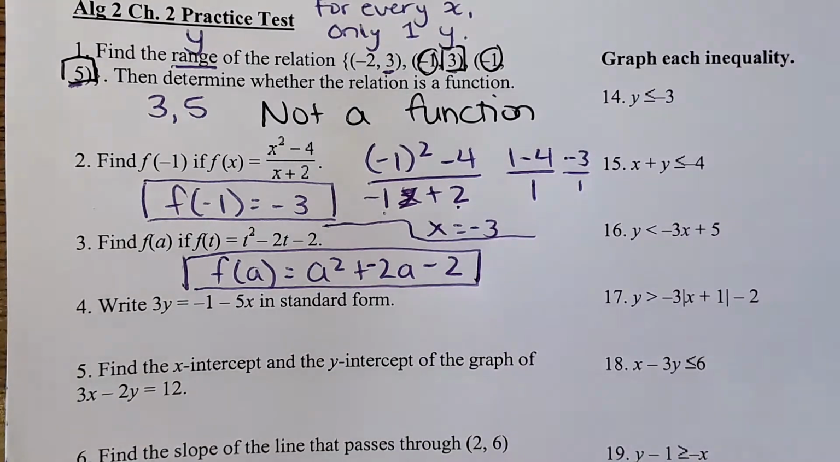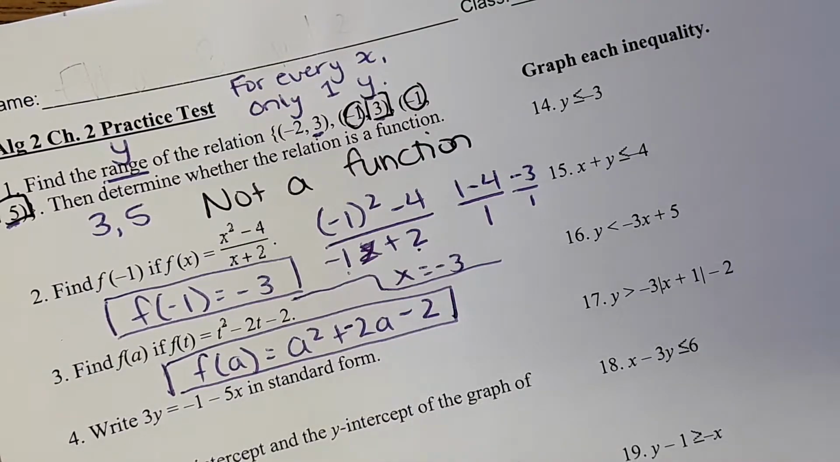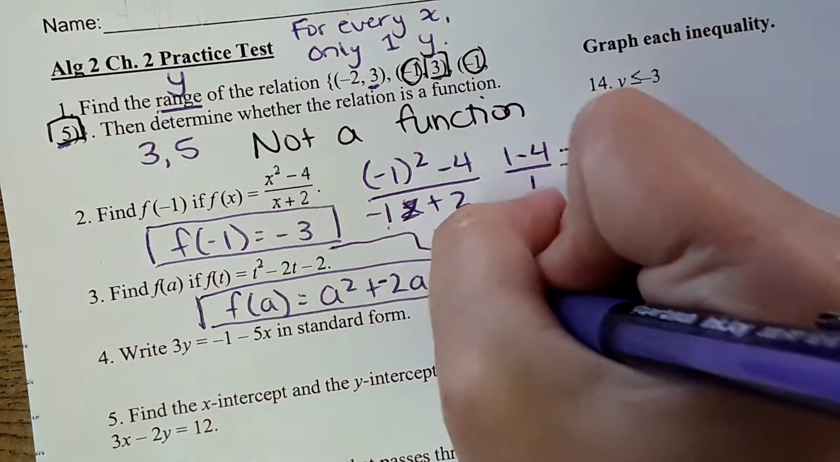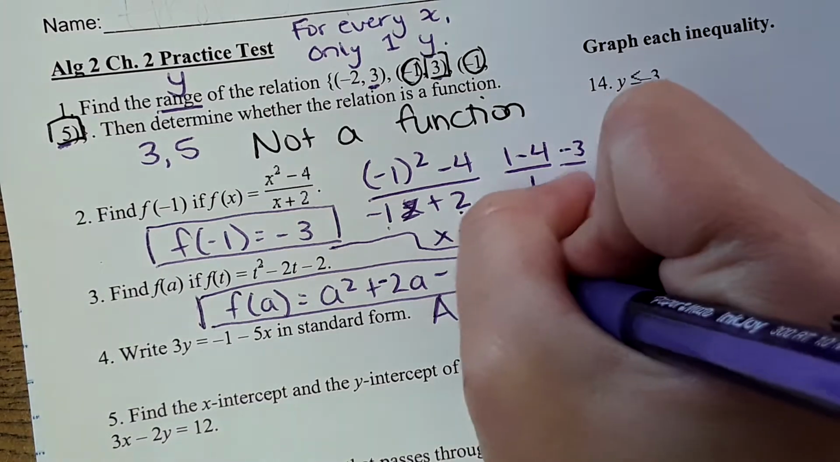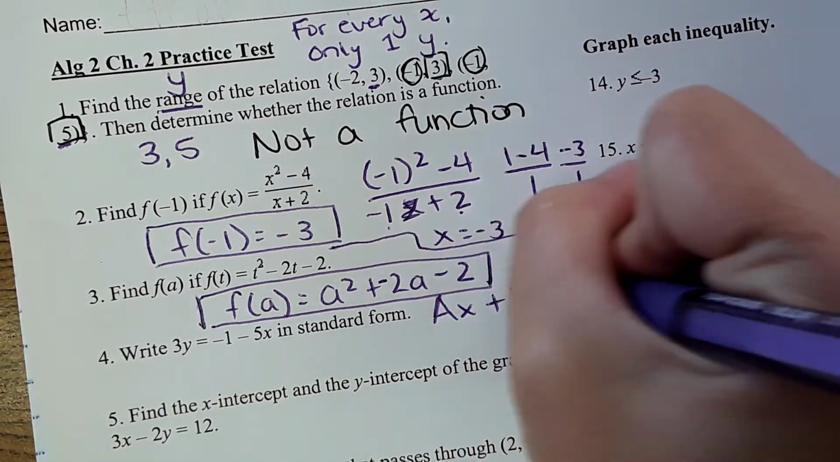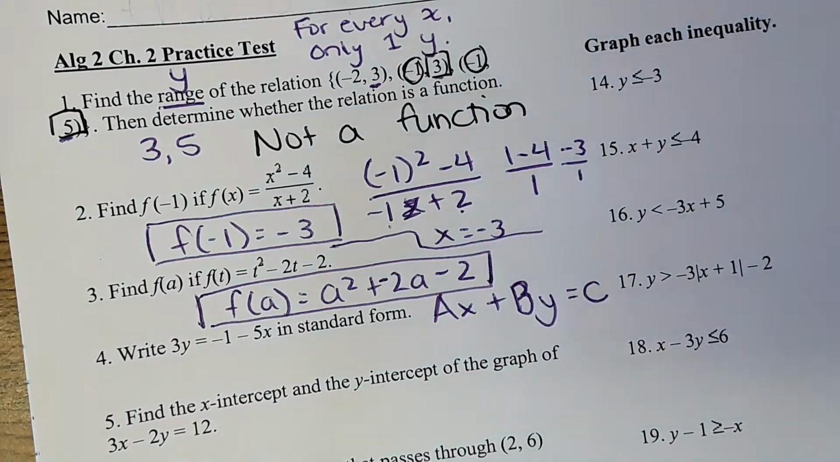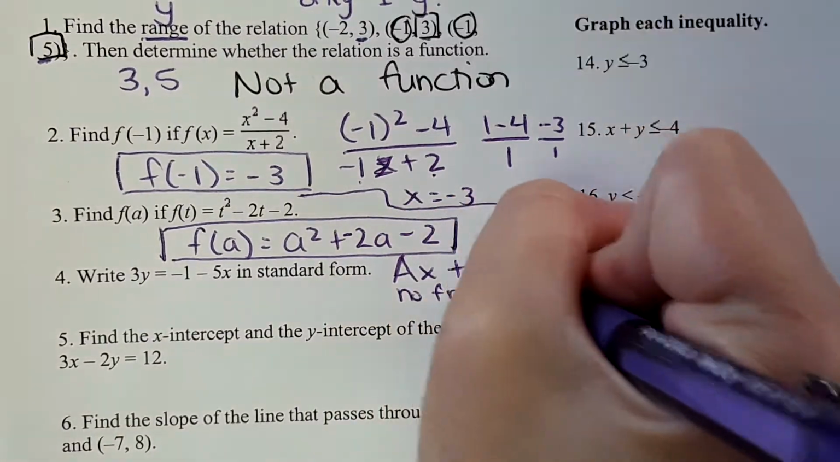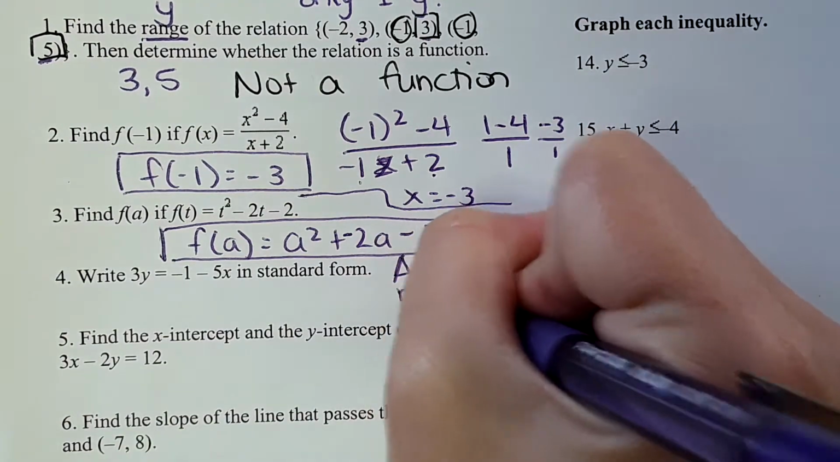Okay, for the next one, it says write that equation in standard form. Standard form, just as a reminder, and no, there won't be like an equation sheet for this test, so these basic equations you should know off the top of your head. ax plus by equals c. Remember, with standard form, there is no fractions, and a can't be negative.